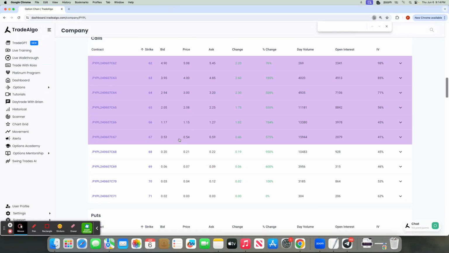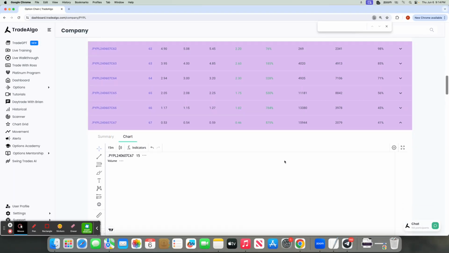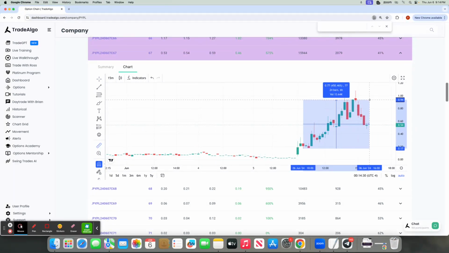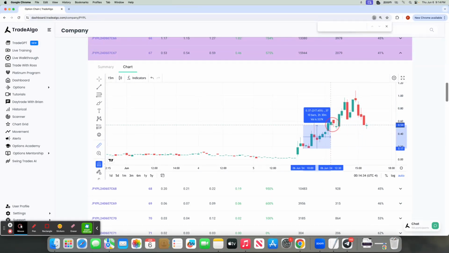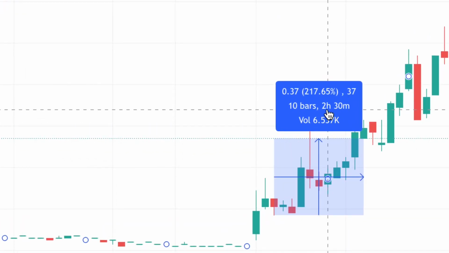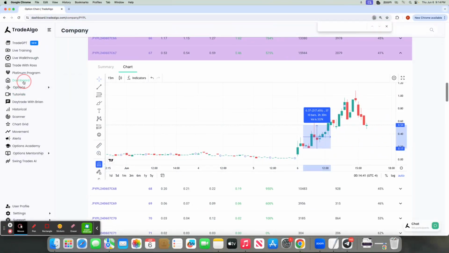These option contracts were absolutely unparalleled, being a TradeAlgo client and having access to this information since market open, being able to follow along since 10 a.m. and grabbing a 450% return on the options trade. Even if you would have taken this trade for a shorter amount of time and taken it to 217%, that is still phenomenal, a phenomenal way to close out the week.